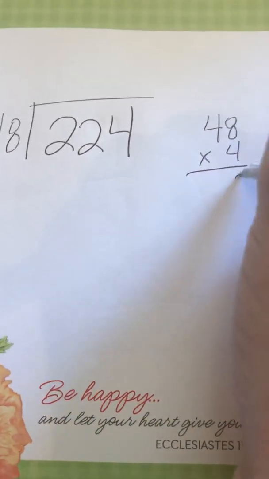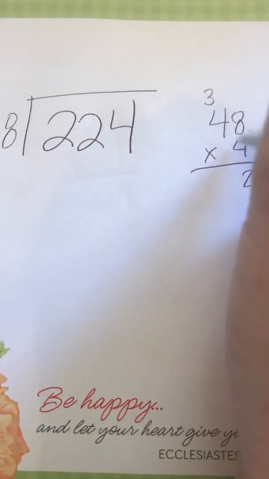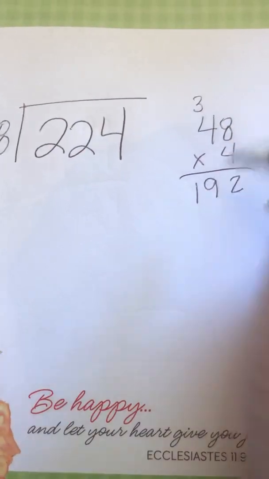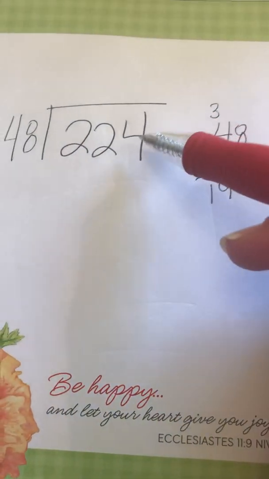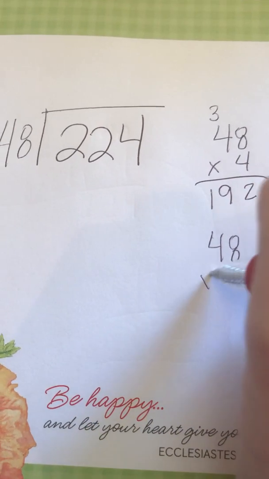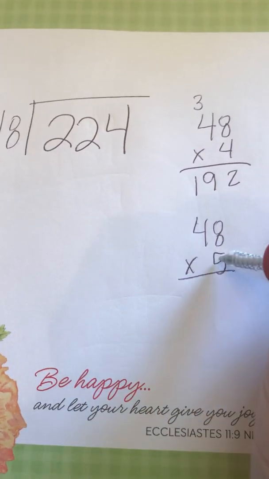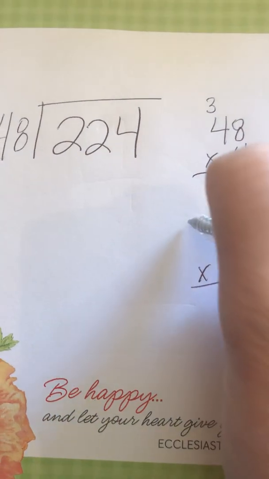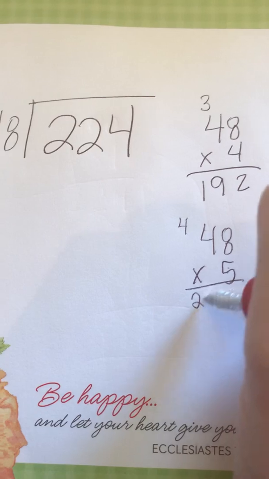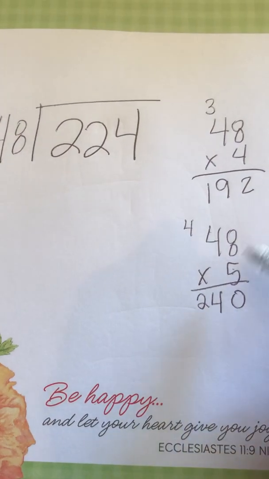So 4 times 8 is 32. 4 times 4 is 16, 17, 18, 19. So 192. And that's pretty close. So I could go ahead and try 48 times 5 to see if I can get closer. So 5 times 8 is 40. Carry the 4. 5 times 4 is 20, plus the 4 is 24. So that's 240, so that went over.